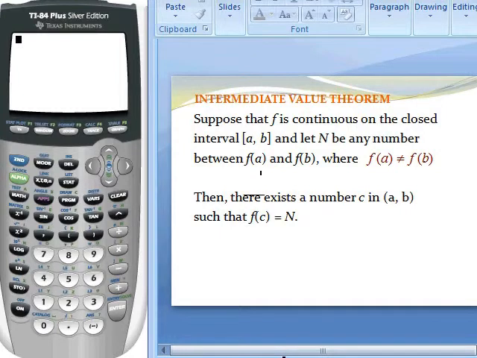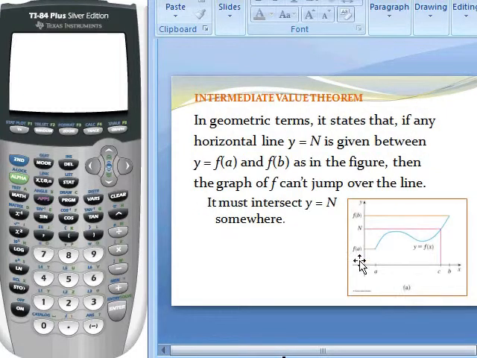Alright, what does that mean? Here's my a, here's my b. a has a value f of a and b has a value f of b, and they're different. There is a number n between f of a and f of b. Then when I take the x corresponding to that, that x is going to be necessarily between a and b if there is no break in the function. Well, what can I do with this thing?